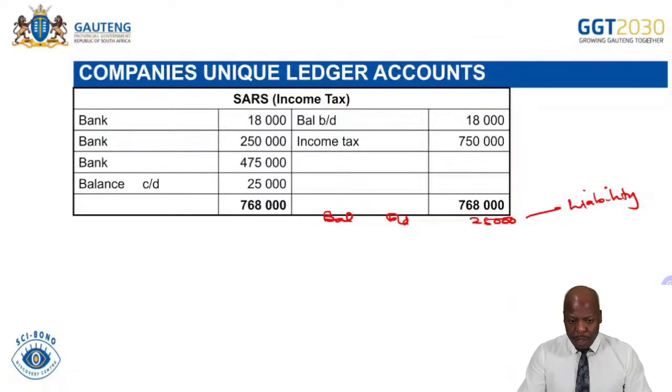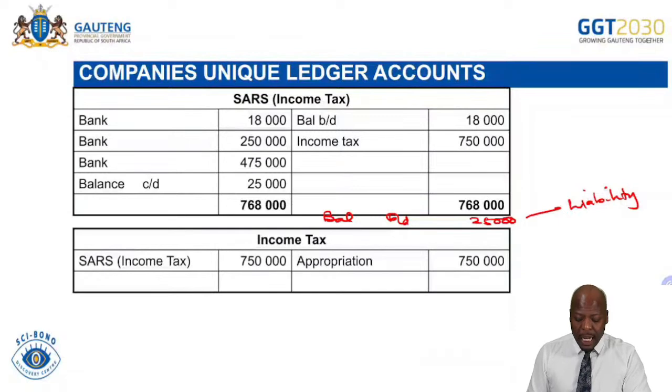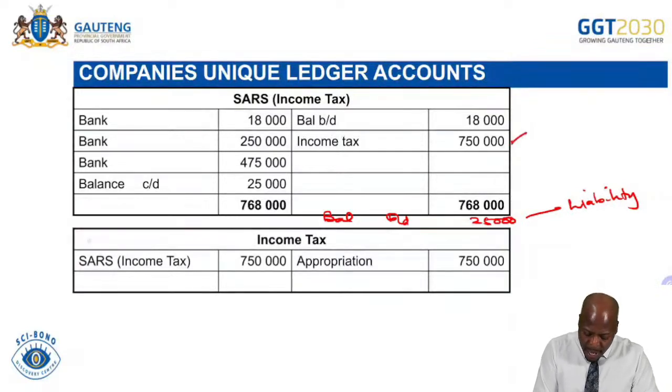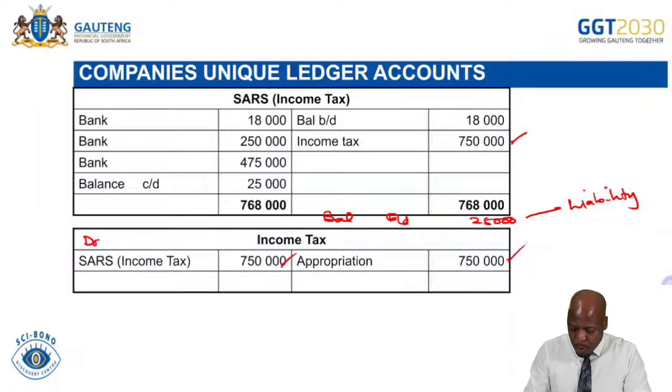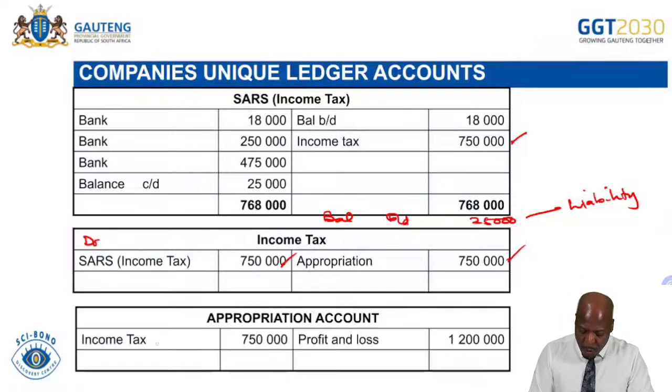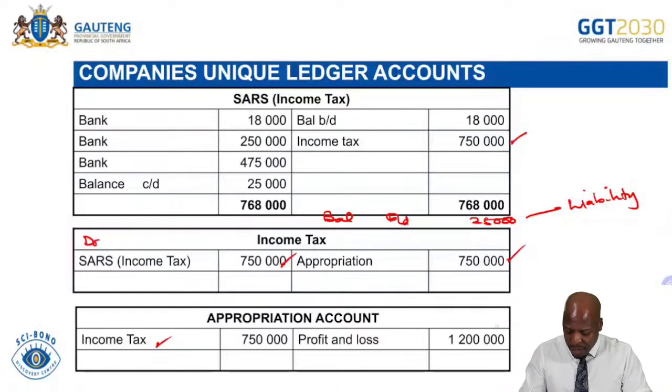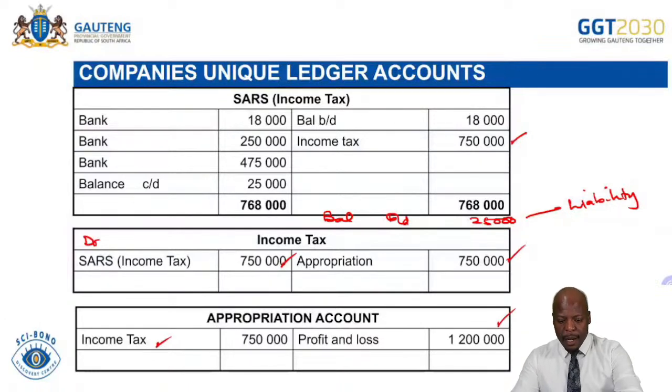Now, we're going to post these amounts to what we call the income tax account. Because in the SARS income tax, we have credited it with income tax of 750. We come to the income tax and then we're going to debit it with SARS income tax 750. And then we close this off to our appropriation account. Then we come to our appropriation account, then we debit it with income tax 750. Then we know we're given profit and loss of 1.2 million. Okay, I'm going to continue from this.